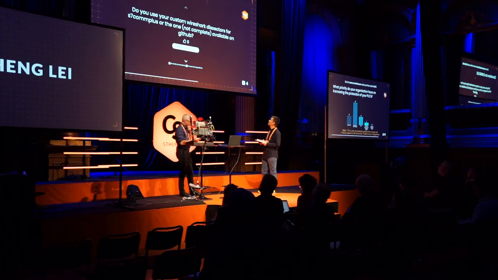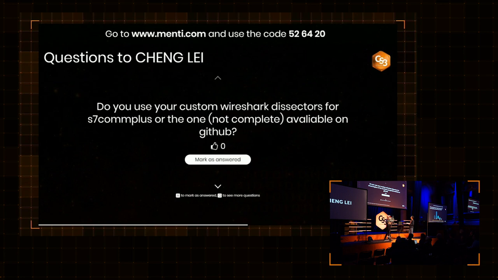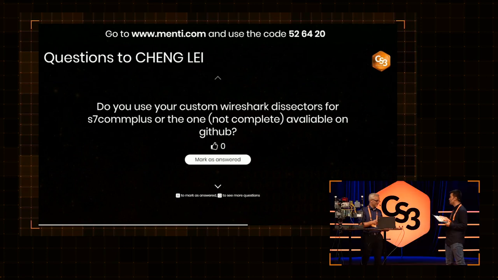Do you use your custom Wireshark dissectors for S7Comm Plus, or the one that is not complete and available on GitHub? No, I just use the Wireshark dissector available on GitHub. Okay, so the one that's already available.